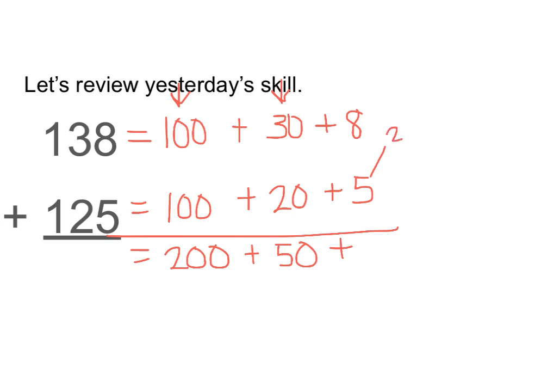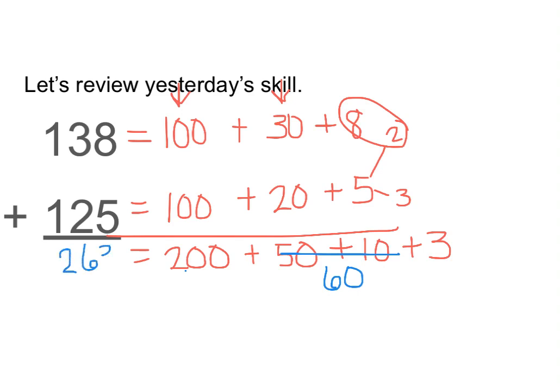Let's take a 2 from the 5, leaving a 3, and then we have 10 plus 3. Combine those like terms, which is your 50 and 10, and get 60. So 200 plus 60 plus 3 is expanded. We'll write it in standard form. Nice job.